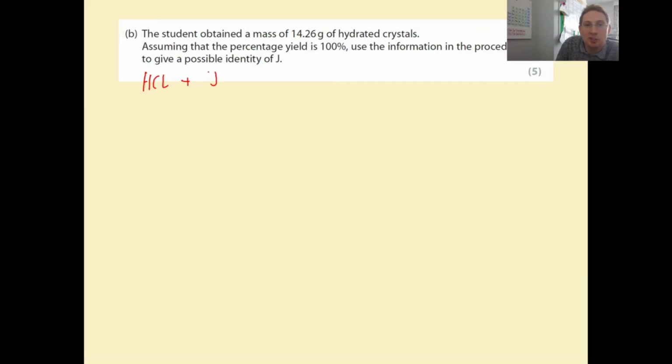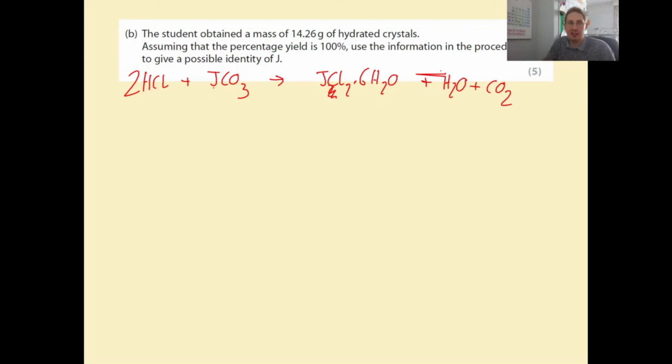So HCl plus JCO3 going to JCl2.6H2O. 2HCl, yeah, plus H2O plus carbon dioxide there. I think that's right. And obviously we need some more waters in here. 2HCl, JCl2, H2O, CO2, and yeah, we need 5H2O as well, adding into that.